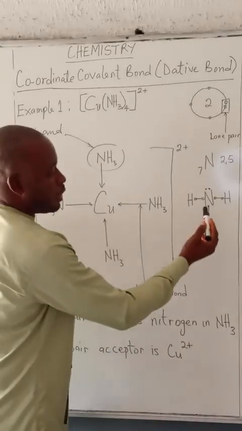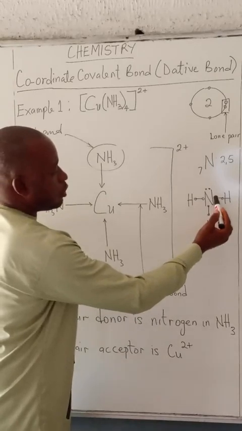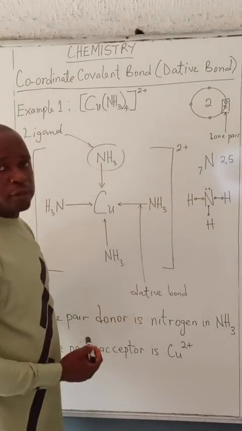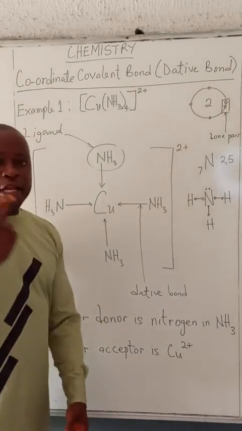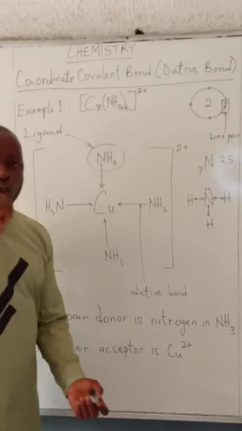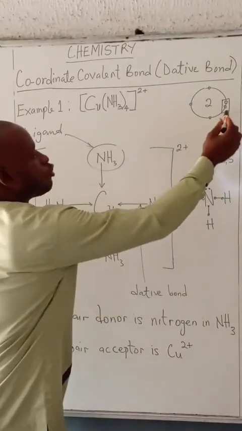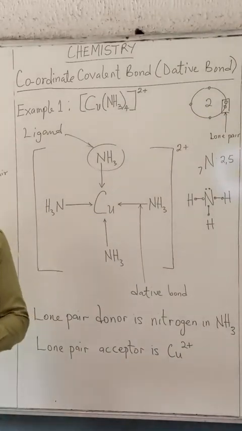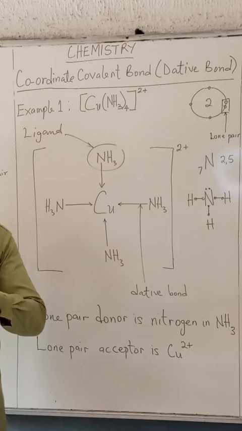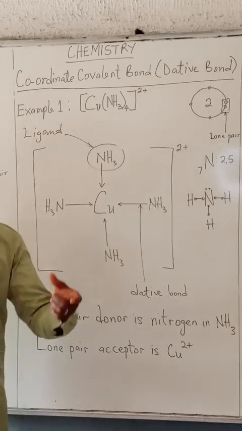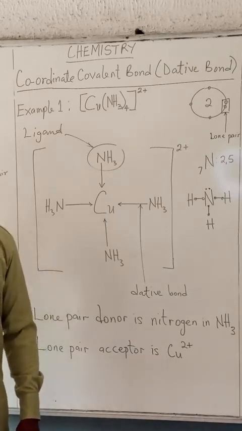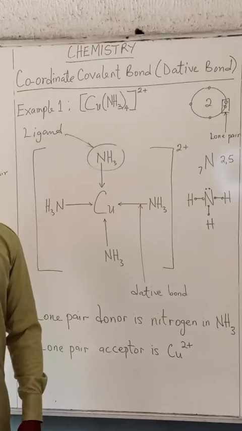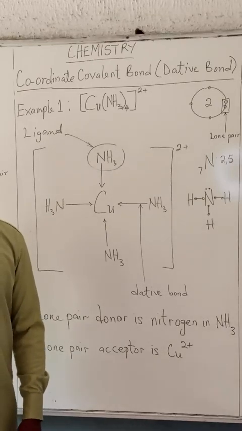So let's do the mathematics. 5, take away 1, 2, 3. Take away 3. What is remaining? 2. These 2 electrons make up what we call 1 electron pair, which is what we illustrate here. 2 electrons that are put together, that is what we call 1 electron pair. Any atom that has an electron pair, which is not used in bonding, and we call it lone pair, that atom can be involved in what we call coordinate covalent bond or dative bond.